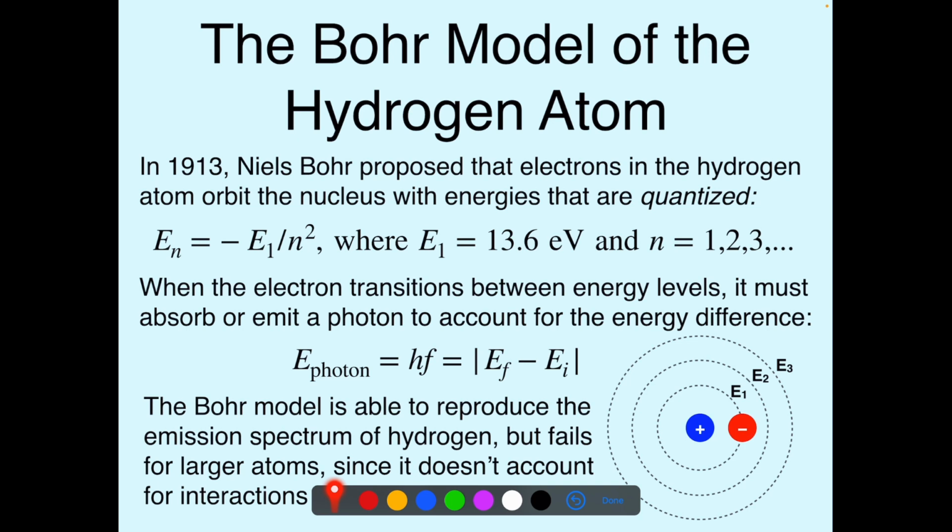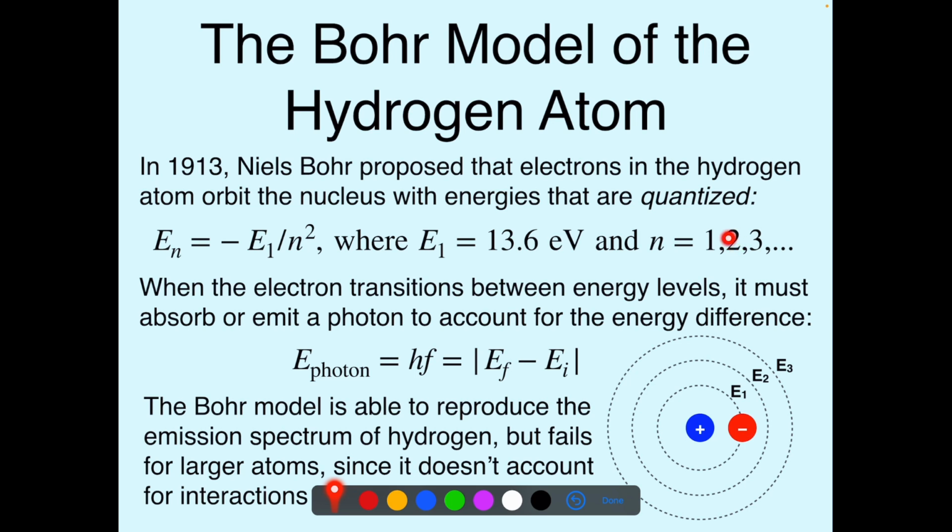The way we can describe this mathematically is like this. E sub n is equal to minus E1 divided by n squared, where E1 takes on this value, 13.6 electron volts, and n takes on integer values, so 1, 2, 3, and so on. So let's just take a look at what happens when we plug in n equals 1. If n equals 1, then I just have minus E1, so I have minus 13.6 eV. That's the minimum energy that the electron can have. Is minus 13.6 eV, right?